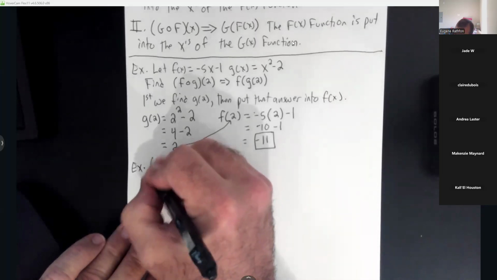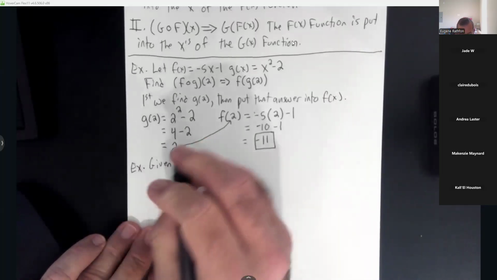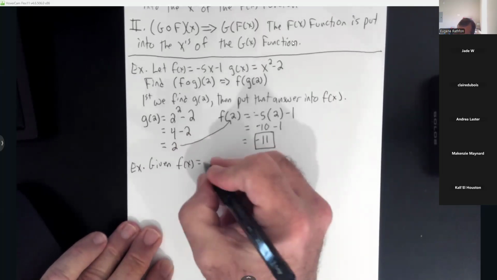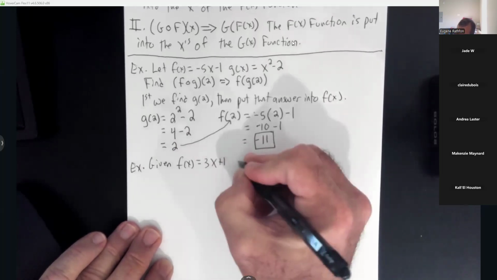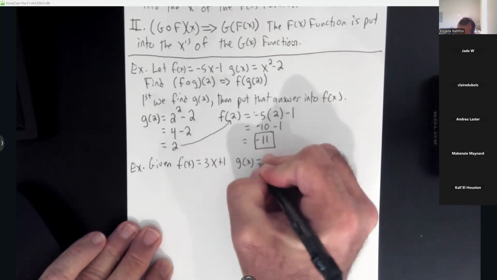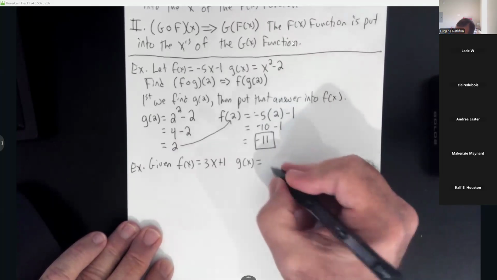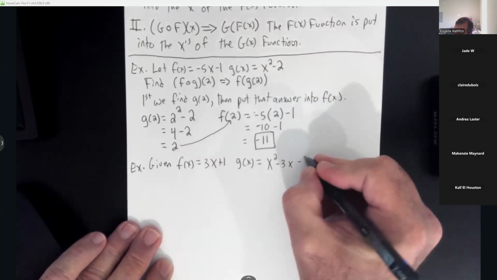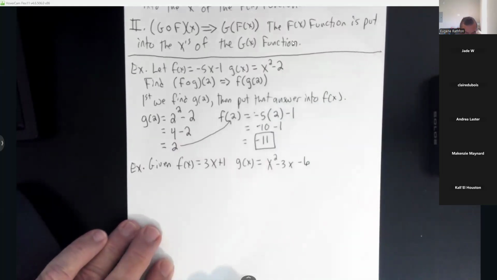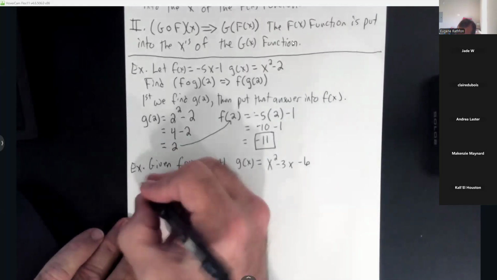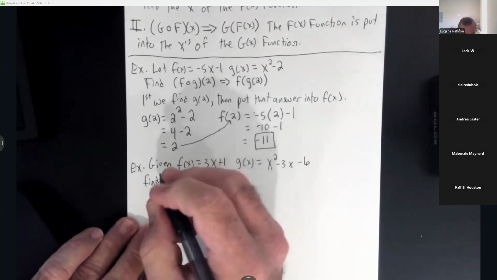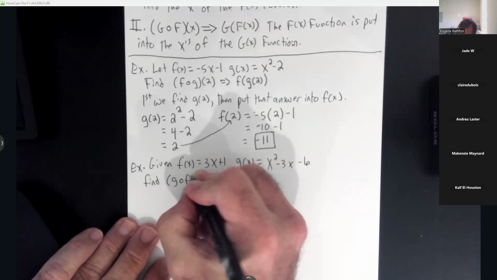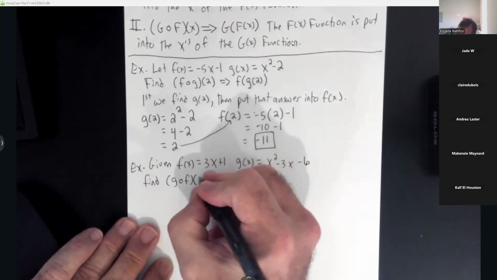All right, let's try this one. They're giving us f of x equals 3x plus 1. g of x is going to equal x squared minus 3x minus 6. They want me to find g compose f of 5.